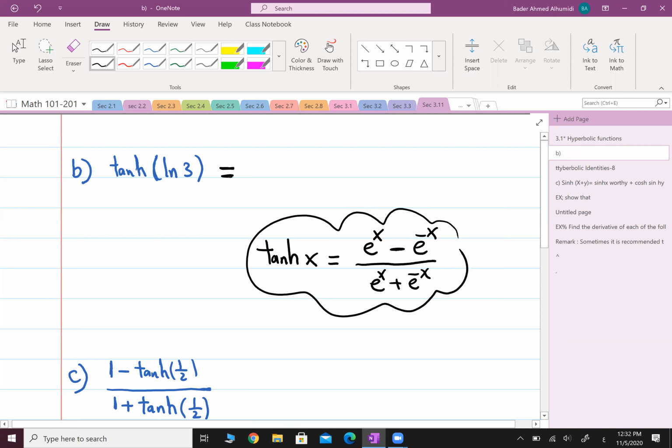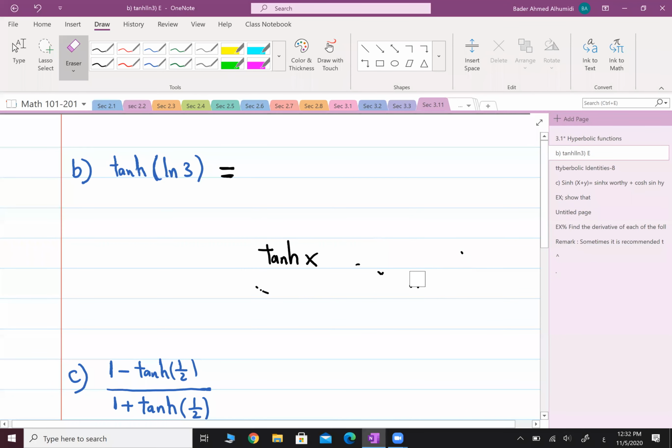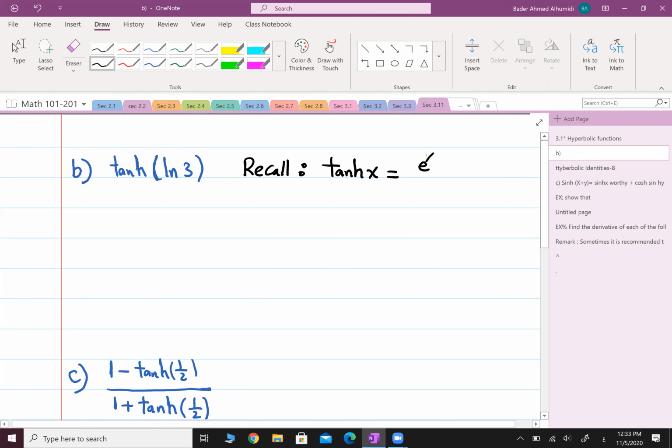So what is the answer for this exercise now? What is the answer for this exercise? I will substitute and I will write the answer. I will first write this formula for you and then I will use it to find the answer. Okay. Remember, recall that the following. Hyperbolic tangent of x is given by e to the x, the sine, minus e to the power minus x divided by e to the x plus e to the power minus x.